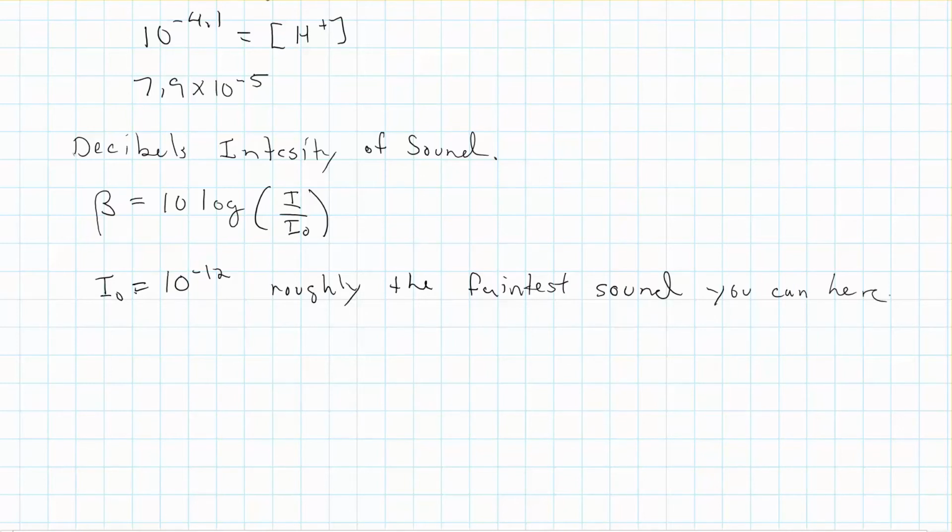And as a side note, the units for these are watts per meter squared. So watts is a unit of power, and then meter squared is just saying what's the intensity of a power in a particular area.